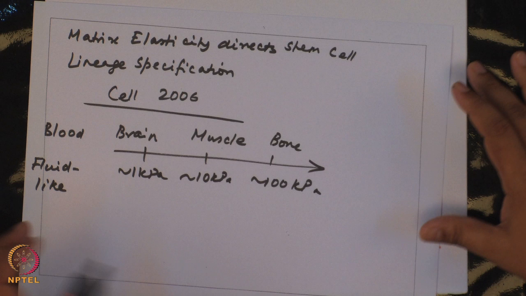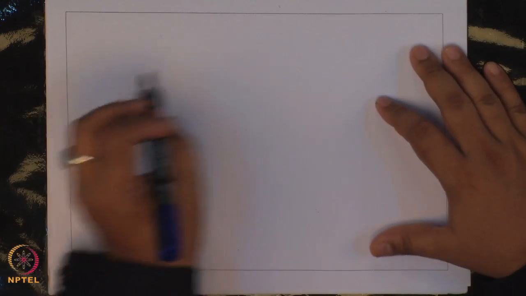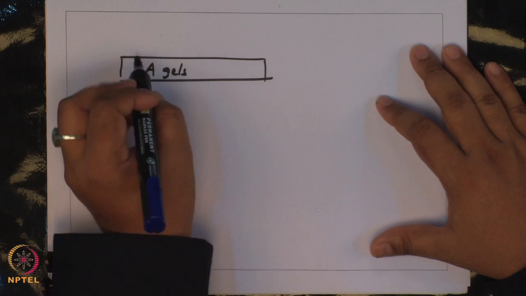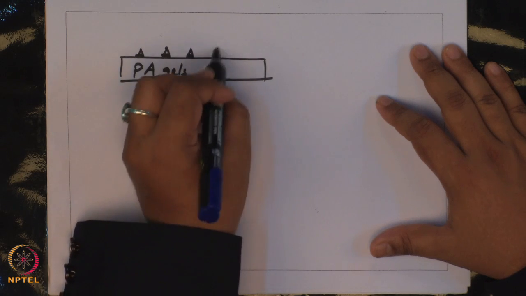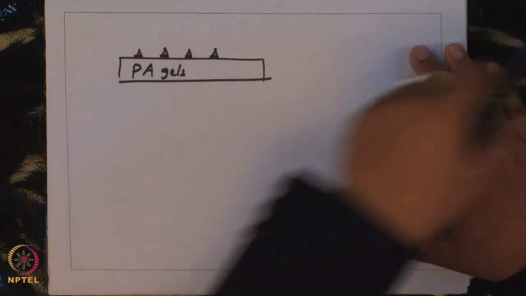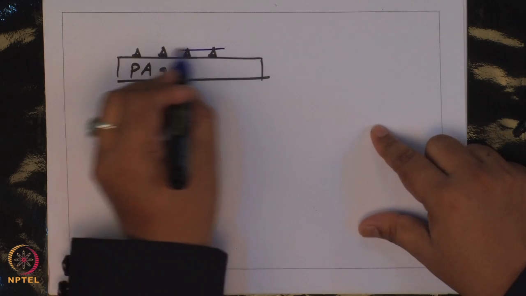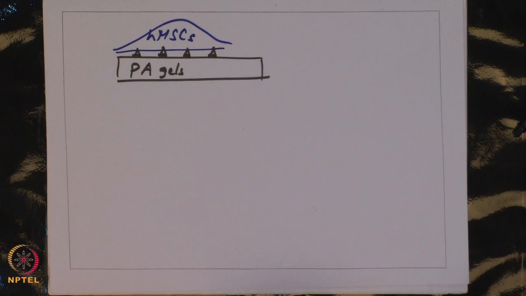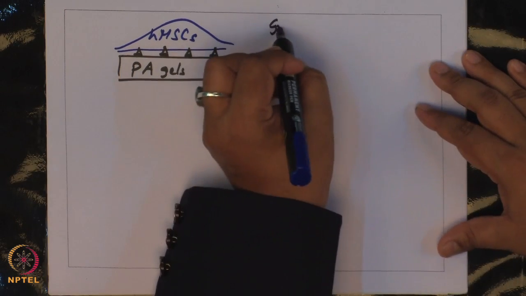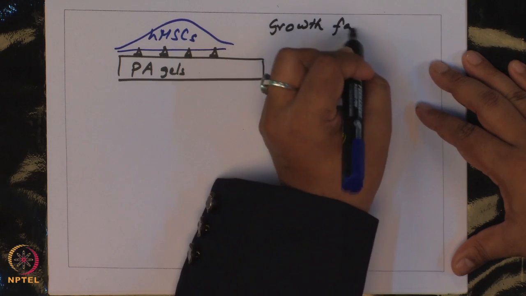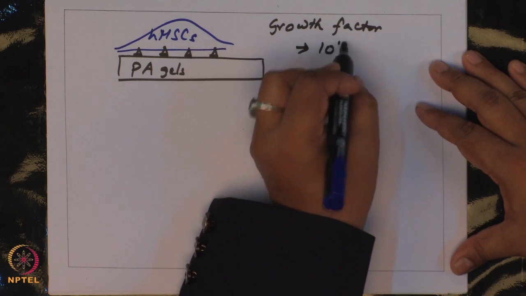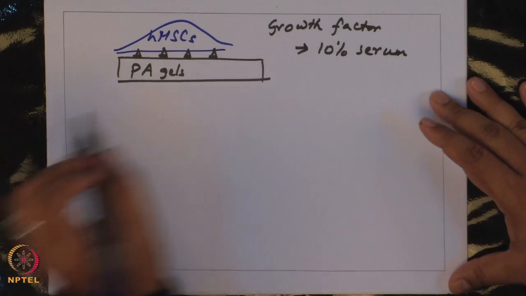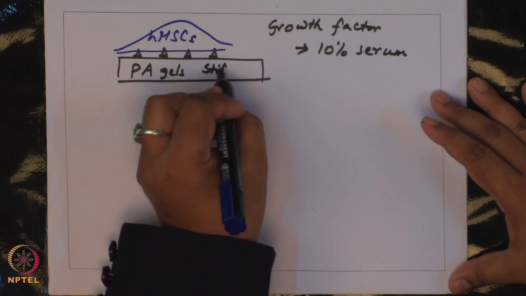To answer this question, the authors took PA-gels, functionalized them with collagen, and then plated cells on top. HMSCs were plated. The growth factor was constant, 10% serum as is present in normal cell culture, but there were no other extra added factors. What was tuned was the stiffness of the PA-gels.